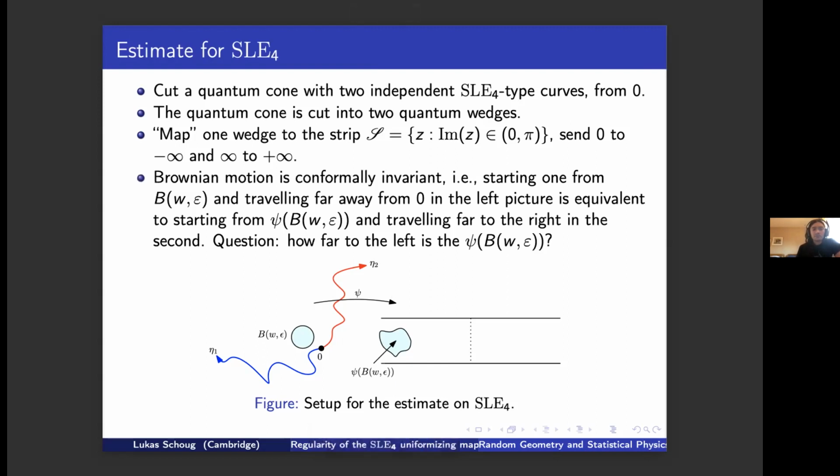Then we have, of course, that Brownian motion is conformally invariant. So traveling from a point in this ball and traveling far away on any of these 2 curves is essentially exactly the same as starting a Brownian motion in the image of the ball and having it travel far to the right in the strip. So basically, to estimate this, we have to check how far to the left this ball is mapped by the map psi. And then morally, if it's super far to the left, we basically have to just estimate the probability that it gets to the line where the real part is equal to 0. Of course, there is more to it, but this is the basic idea.